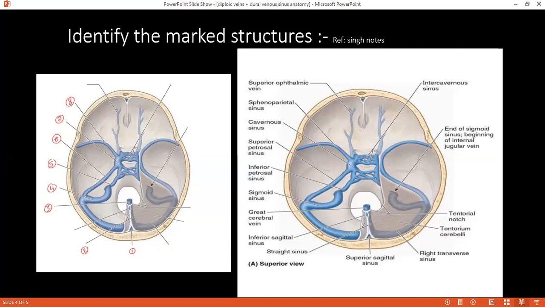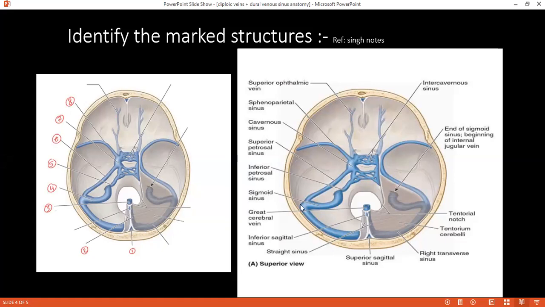This one you said it's superior sagittal sinus, right? And then 2, you said it's the straight sinus. Yes. And the 3rd one, it's the great cerebral vein. I called it inferior sagittal sinus. So this is the great cerebral vein. And then the 4th one is sigmoid sinus.